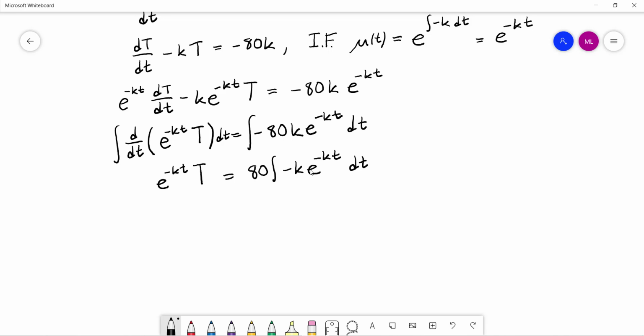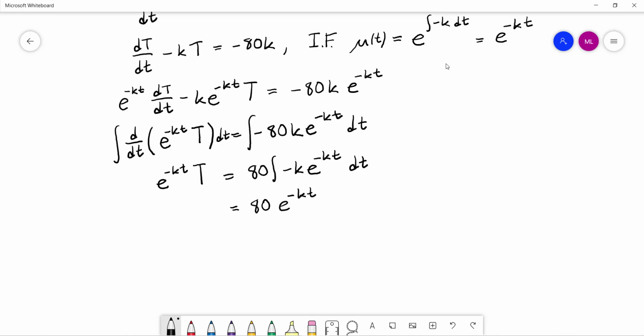So if I had some e to the negative kt, and I took the derivative to get back to this, what would it have to look like to get this as the derivative? What function would give this as the derivative? So I think of it more as an antiderivative. In this case, if I just took the derivative of e to the negative kt, I would pick up this factor of negative k. And so that's enough to tell me that this piece, this integral, is going to be 80 times simply e to the negative kt.